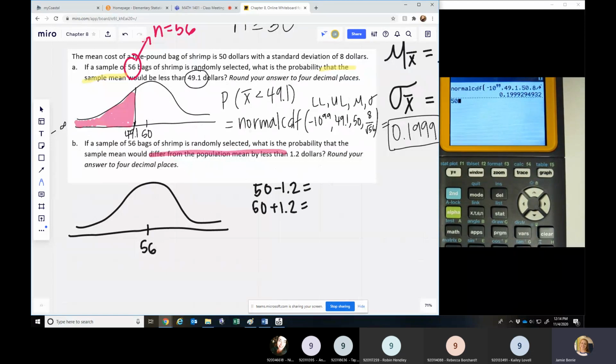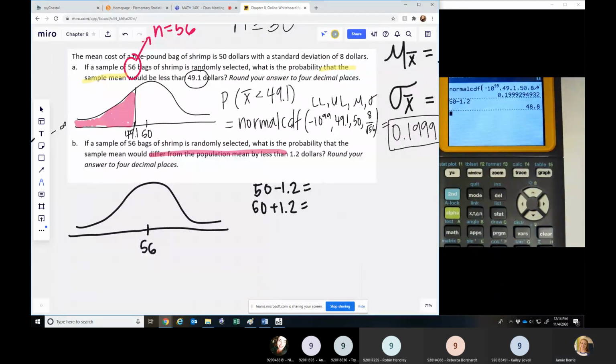I'm not even going to try to do that in my head, 48.8. And then this one, I can do this one in my head, 51.2. I'm going to mark my two numbers of interest, 48.8, 51.